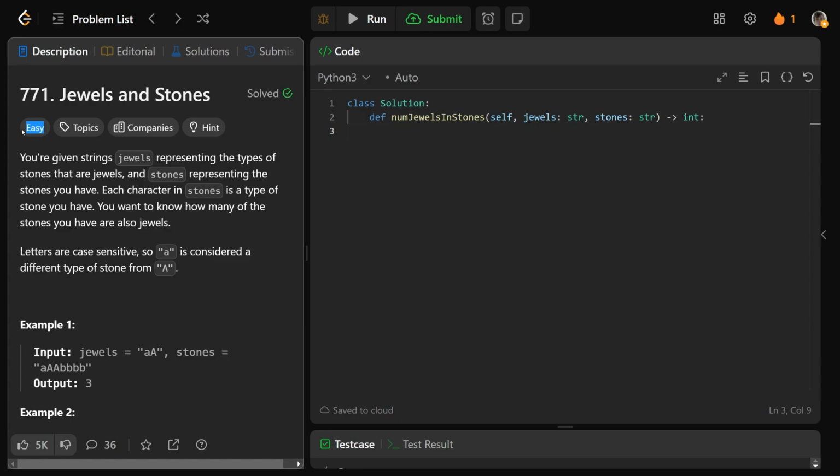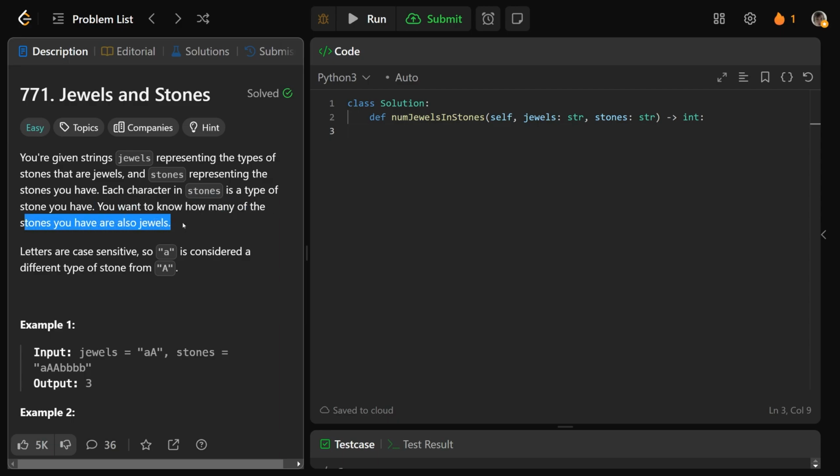Now, it's called an easy, but there's a right way to do it and a wrong way to do it, and I'm going to show you both. So we're given a string joules, representing the types of stones that are joules. And we're also given stones, representing the stones that you have. Each character in stones is a type of stone that you have, and you want to know how many of the stones you have are joules.